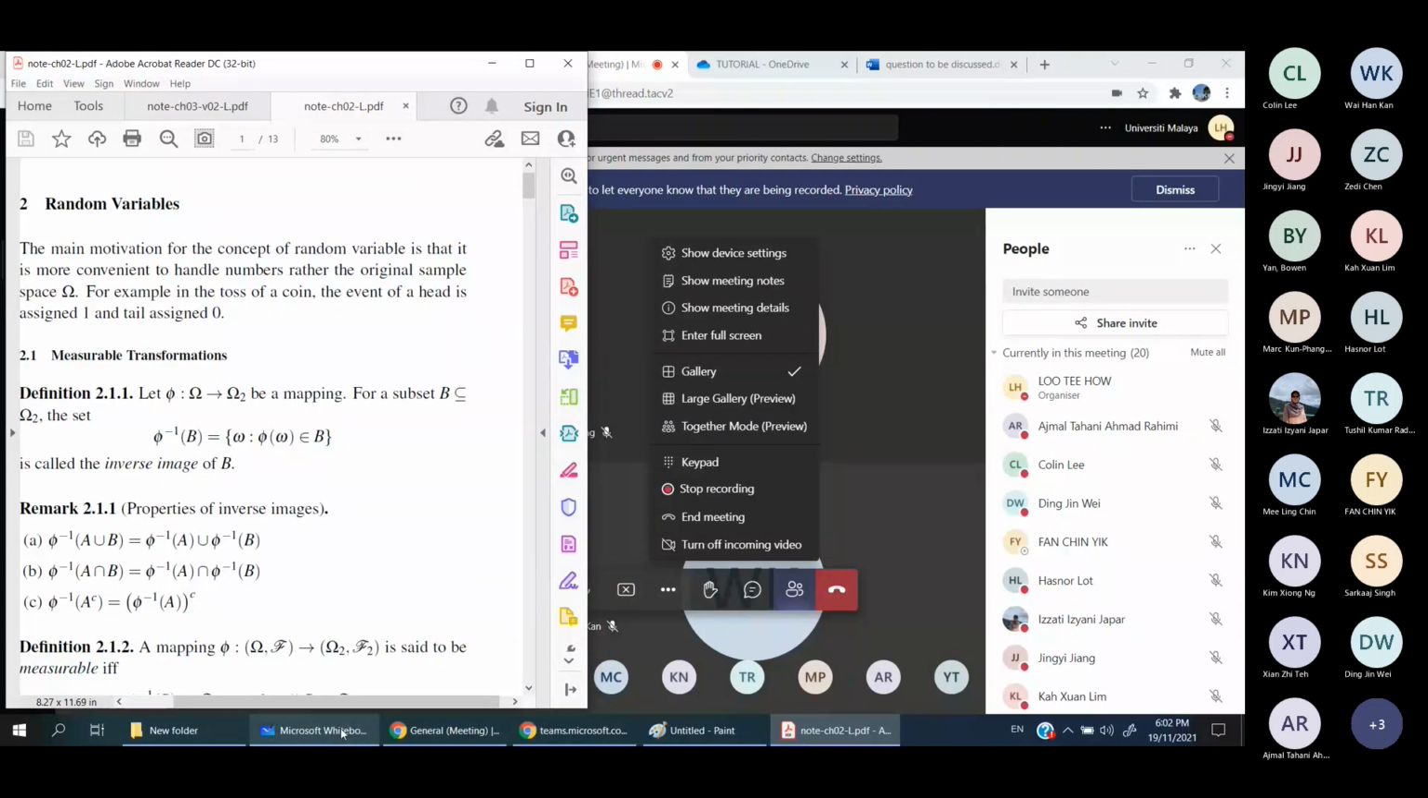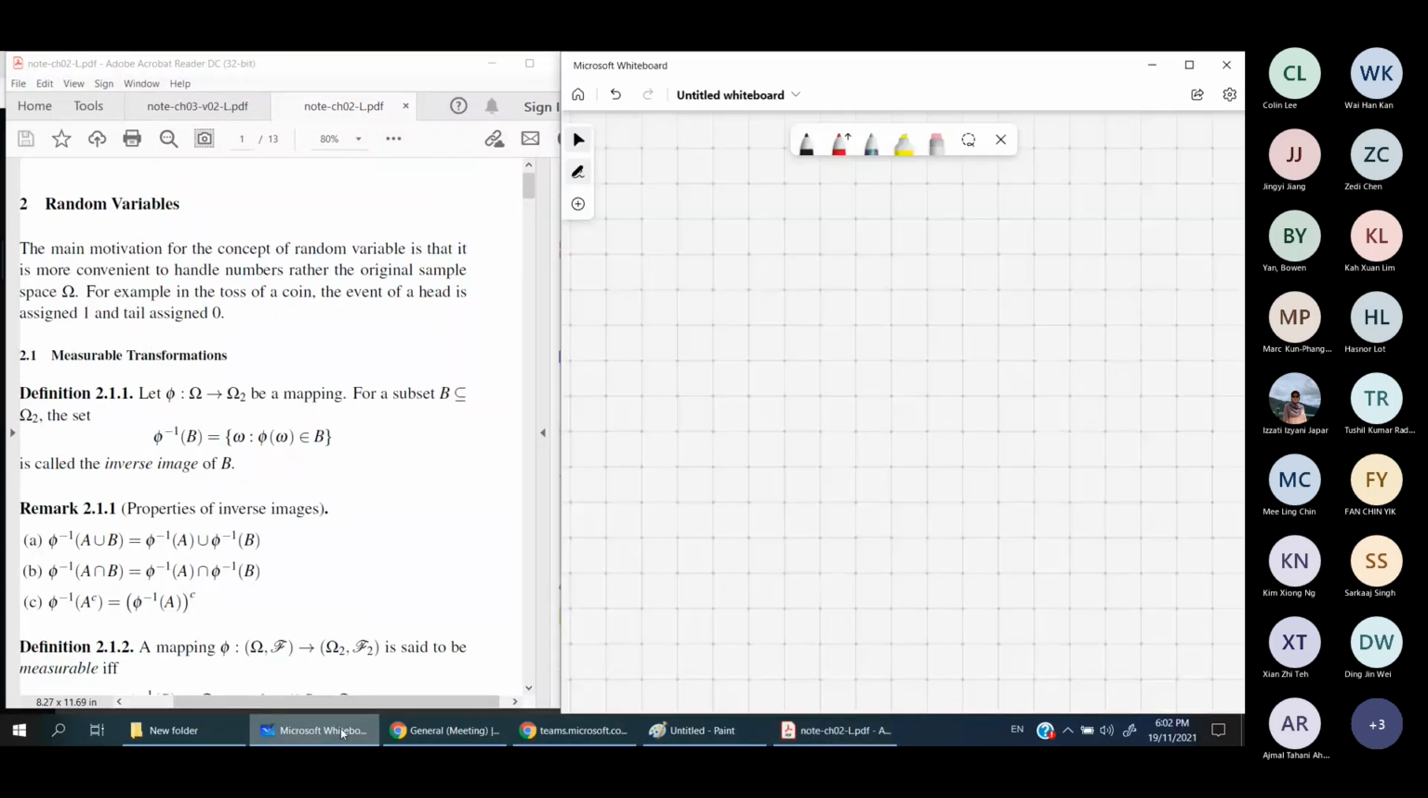All right, so this is chapter two. Before we start, maybe just to review some of the important concepts in this chapter, which is the random variables. First of all, let's look at the more general case over here. Just some revisions.